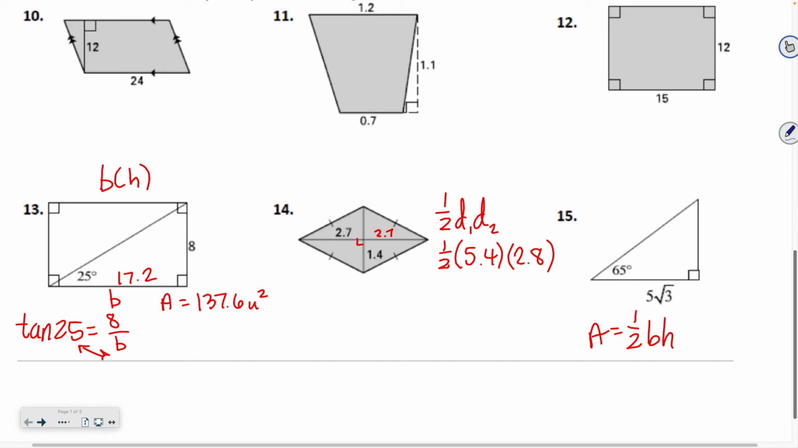TOA. So opposite and adjacent. So tan 65 equals opposite over adjacent. And then multiply it. X is on the top, so we multiply. So 5 square root of 3 times tan 65 gives me 18.6, and then do one half base times height.